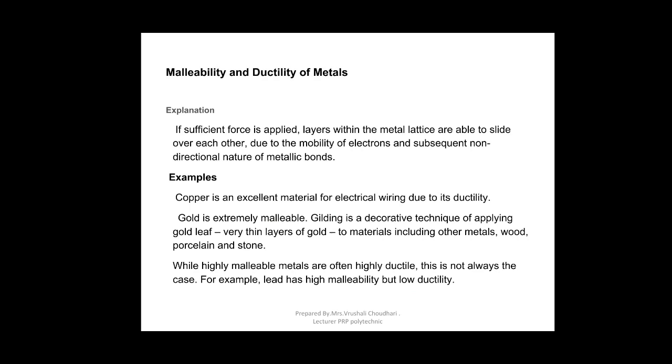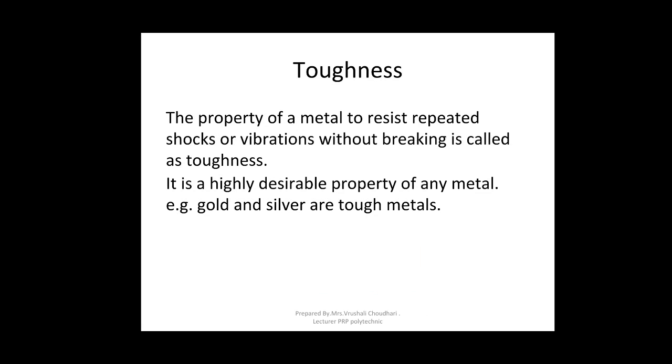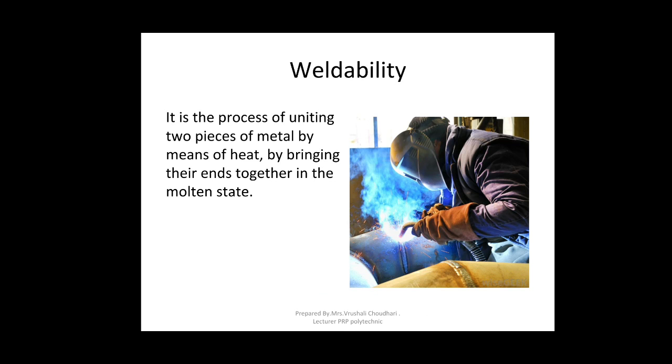Highly malleable metals are often highly ductile. This is not always the case. Lead is highly malleable, but its ductility is low. Toughness is the property of a metal to resist repeated shocks or vibrations without breaking. Therefore, we are using metal for making vehicles, automobiles, because they continuously undergo repeated shocks and vibrations. Still, no breakages take place. Gold and silver are tough metals.